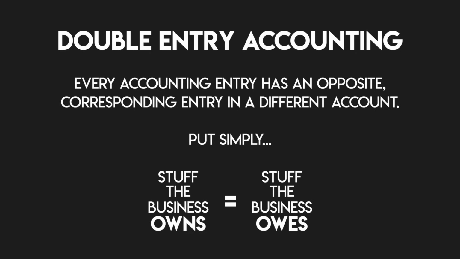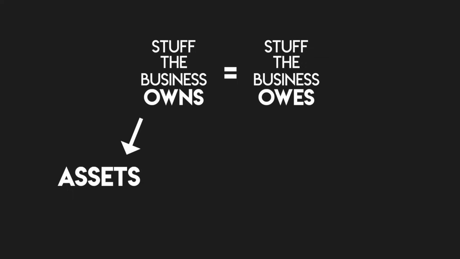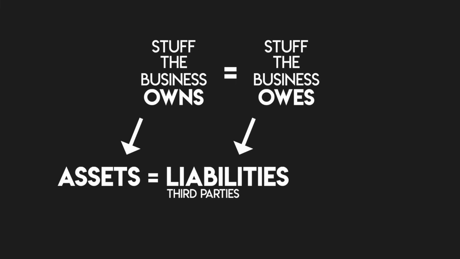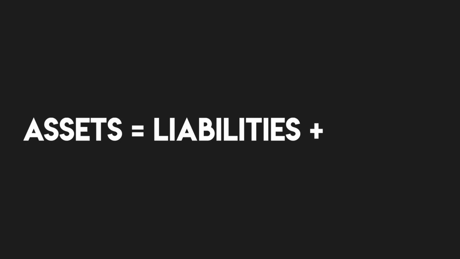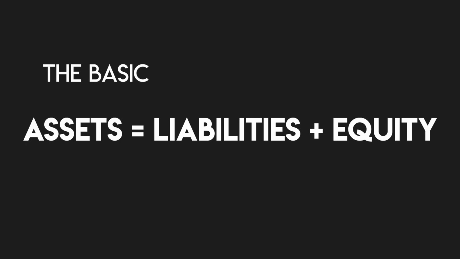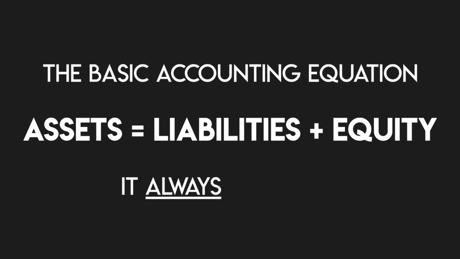We accountants call stuff that the business owns assets, but the stuff that the business owes is a little bit more complicated. We use 2 different words to describe it depending on who the business owes stuff to. When a business owes stuff to third parties like lenders, suppliers, and employees, we call them liabilities. However, when a business owes stuff to its owners, we call it equity. So we have assets are equal to liabilities plus equity. This is the basic accounting equation, and it always balances.